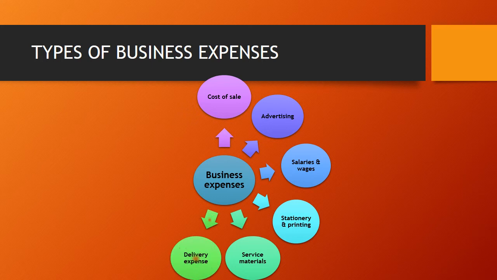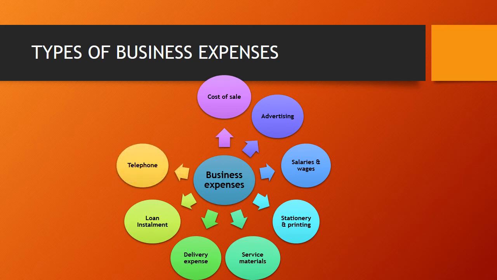6, delivery expenses, the cost of delivering. 7, interest on loan, the cost of borrowing money. 8, telephone, the cost of telephone calls. And lastly, rent expense, the cost of business premises.